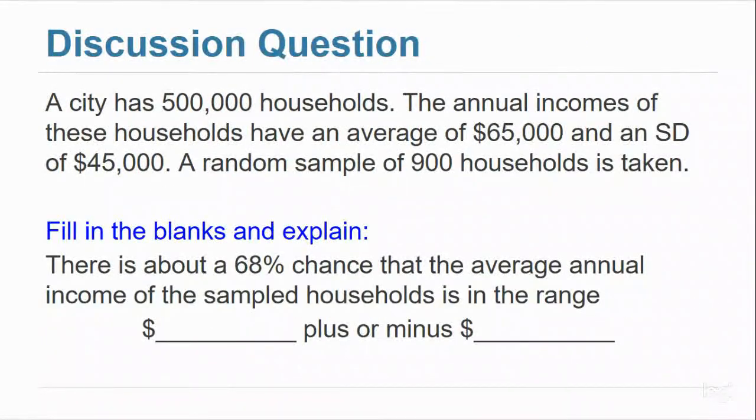Here's another question. A city has 500,000 households. Again, the annual incomes of these households have an average of $65,000 and a standard deviation of $45,000. A random sample of 900 households is taken. Now we should fill in the blanks. There's about a 68% chance that the average annual income of the sampled households is in the following range.